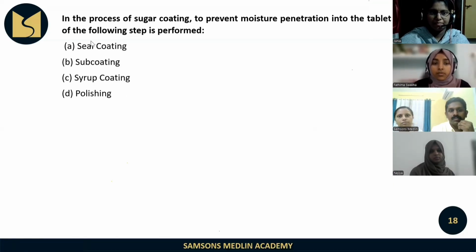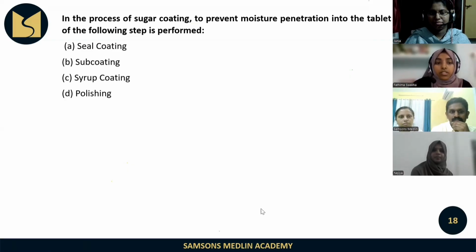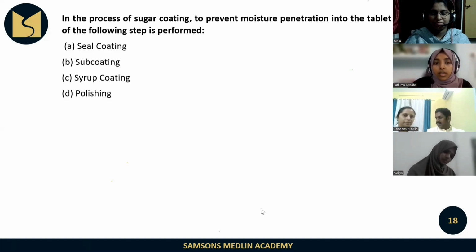This is how you get a question. This is a previously asked question. You will have one question here and 4 options, and out of these you need to select the correct answer. The question is: in the process of sugar coating, to prevent moisture penetration into the tablet core, which one of the following steps is performed? Option A is seal coating, option B is subcoating, option C is syrup coating, and option D is polishing. Questions about coating, tablet defects and all are seen in most question papers.